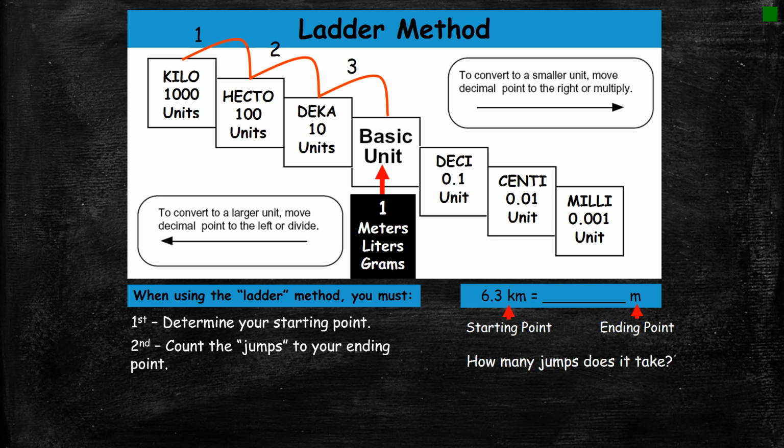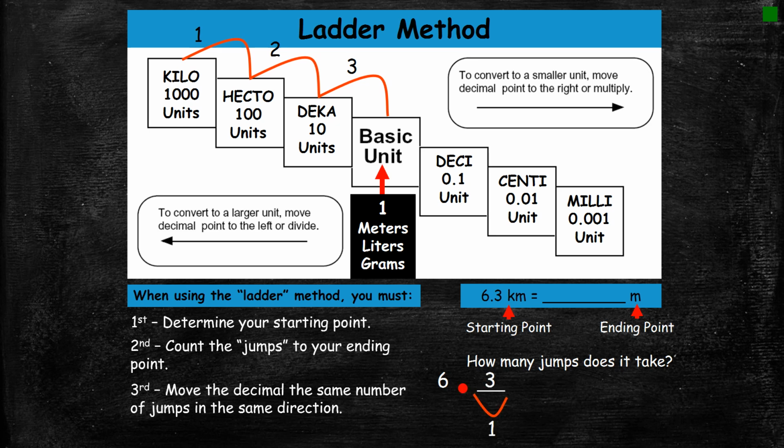So again, ask yourself how many jumps. Also ask yourself, and I forgot this, what direction am I jumping? I'm jumping to the right. We're going to move the decimal the same number of jumps in the same direction. If you notice, this problem is 6.3 kilometers, so this time we have a decimal already. I'm moving the decimal to the right of the 3. So in the first jump, we've changed 6.3 to 63.